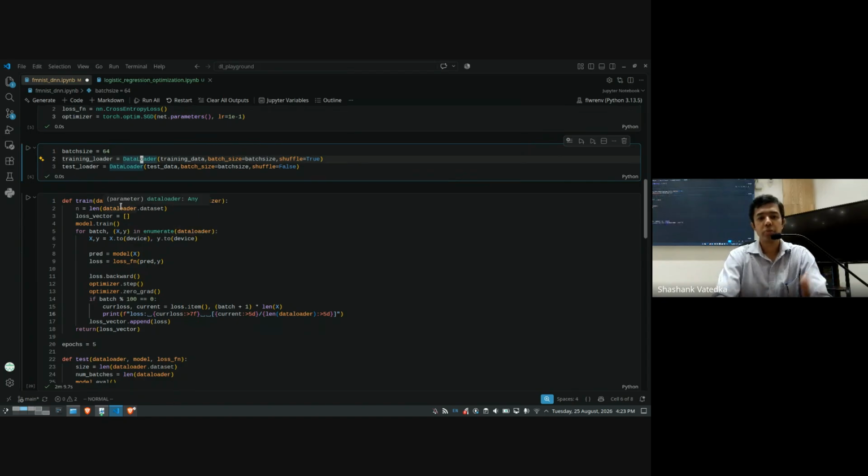So once we have all of this, in the test loader, for example, I've set shuffle equal to false because I don't need to shuffle the data every time I'm testing it. I'm not going to use it for gradient descent, so it doesn't make any difference whether I shuffle it or not. I'm just going to evaluate the accuracy over the entire test data set.